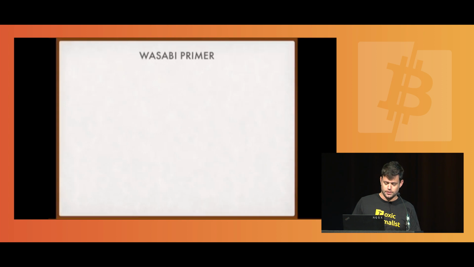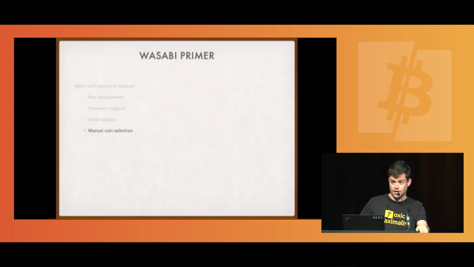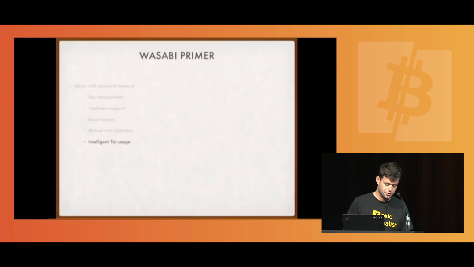A little bit about Wasabi itself and how it works. First, Wasabi is a wallet. It's a standard wallet like any other wallet, and it has standard features. You can manage your keys. You can use hardware wallets. You can obviously send and receive coins. You can do manual coin selection, so you can select which coin you're going to spend if you want, which might help you manage your identity in what you're doing. And it also has an intelligent usage of Tor, where it will try to make sure that other peers or the Wasabi server won't be able to link various actions that you do, because it will use a different Tor identity every time. So that's pretty nice.